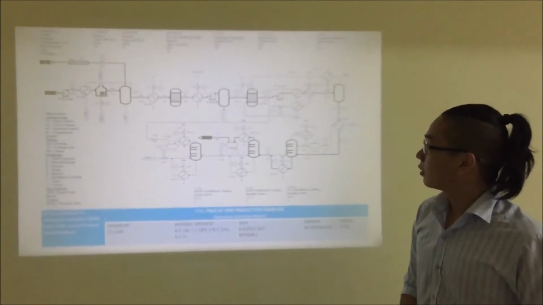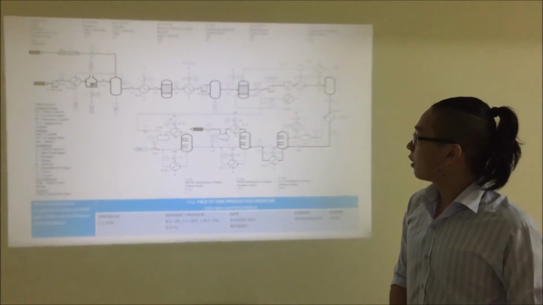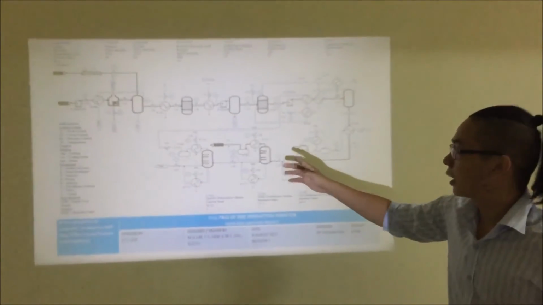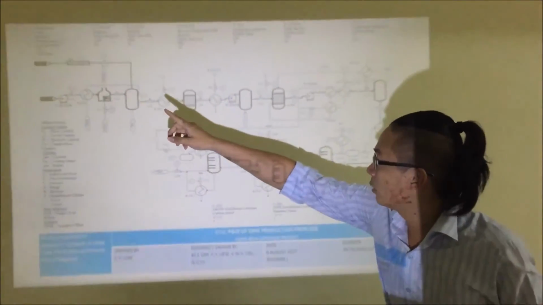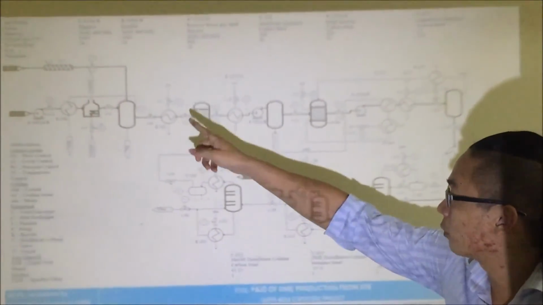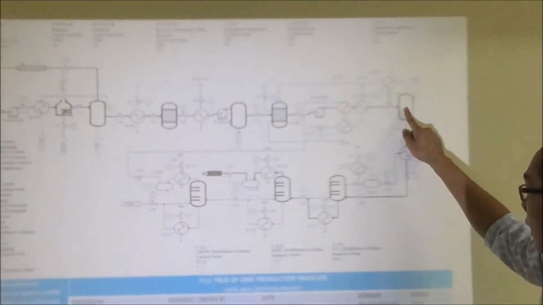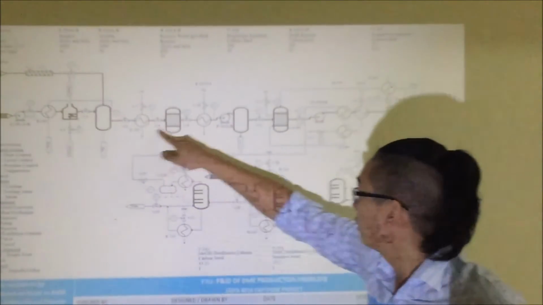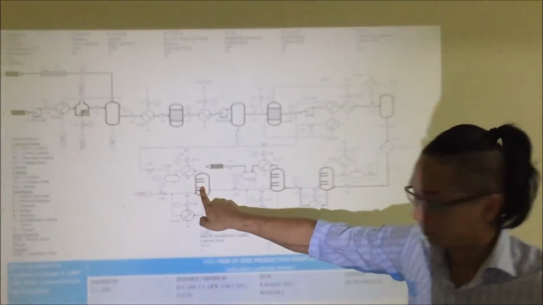This is the overall P&ID of our processing plant. The main stream is shown with a thick line, and the flow is from here straight until the end.